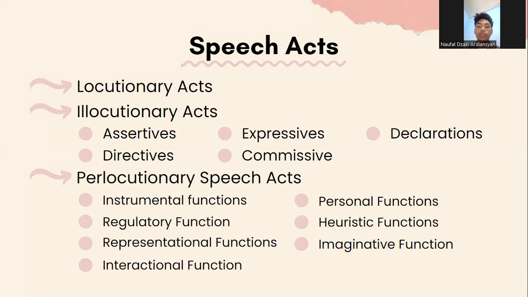And then expressive. Expressive is speech act whose form of speech serve to express also the psychological attitude of the speaker towards the situation. For example, thanking, congratulating, apologizing, blaming, praising, and condoling. And then commissive is speech act whose speech forms function to express promises or offers. For example, promise, swear, and offer something.